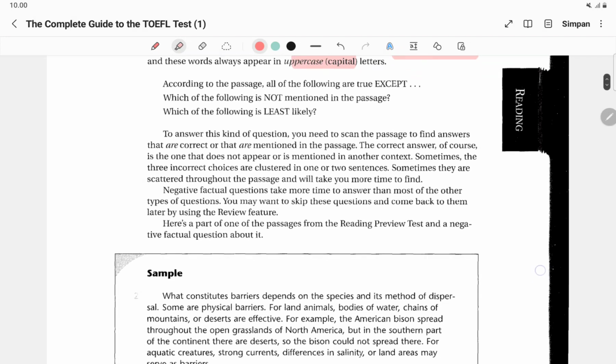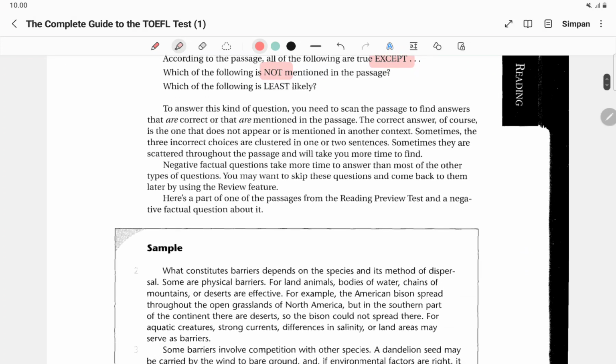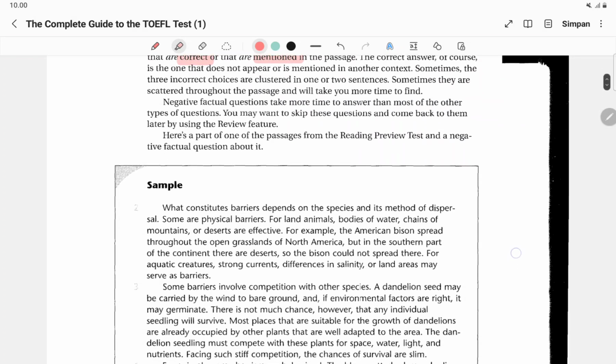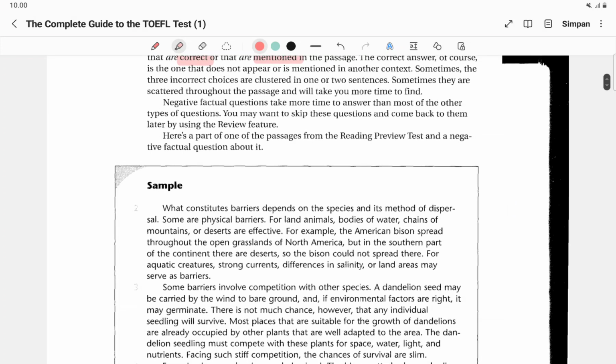According to the passage, all of the following are true EXCEPT. Which of the following is NOT mentioned in the passage? Which of the following is LEAST likely? To answer this kind of question, you need to scan the passage to find answers that are correct or that are mentioned in the passage, correct or mentioned. The correct answer, of course, is the one that doesn't appear or is mentioned in another context.